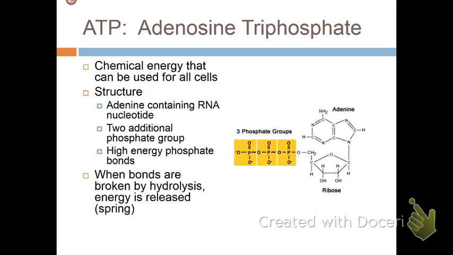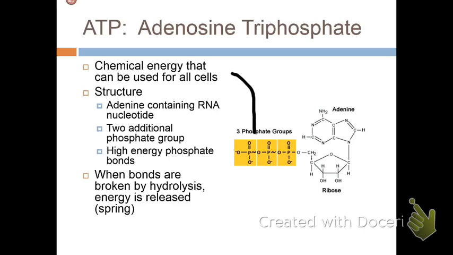ATP, adenosine triphosphate. This is the energy that is used for all your cells, made in cellular respiration. ATP is also a nucleotide, as you can probably guess from its name, adenine is the nitrogenous base that is used. We have our 5-carbon sugar, ribose. And this time we have three phosphate groups. There's lots of energy in these phosphate bonds.